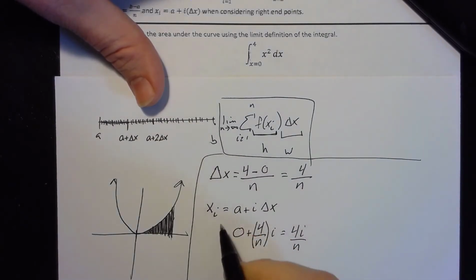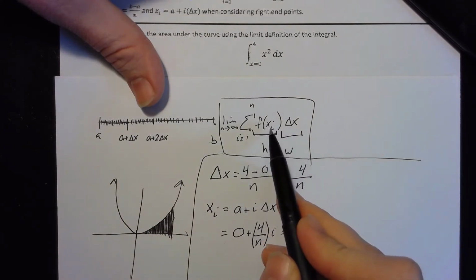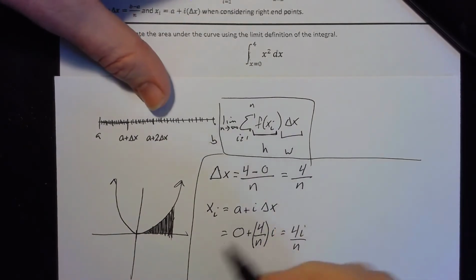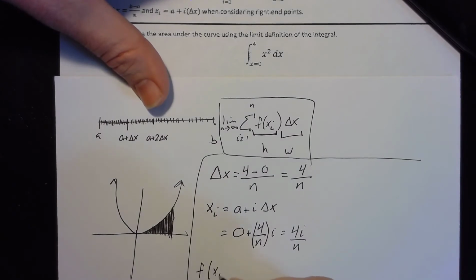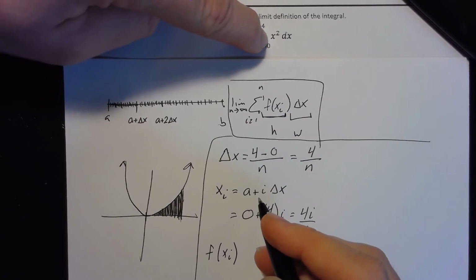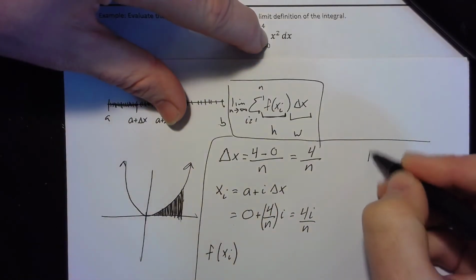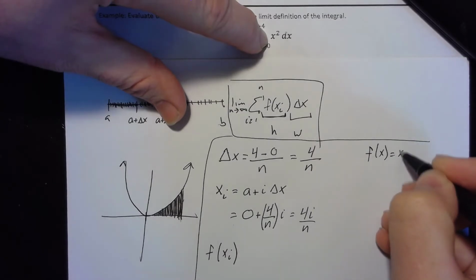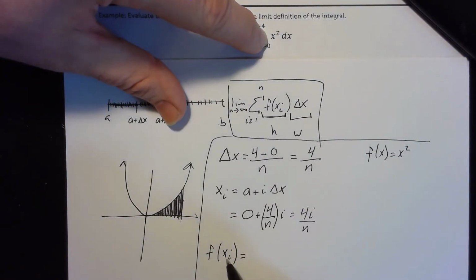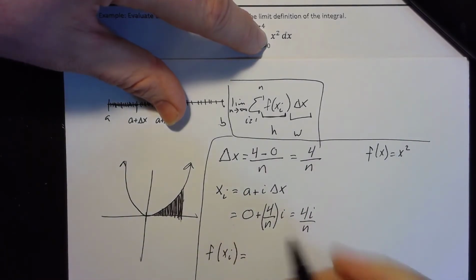So now I have delta x and I have xi. Now keep in mind in this formula I have delta x, I have xi, but I need f of xi. So in my next step, I'm going to go ahead and evaluate what f of xi is. Well, keep in mind, f of x is the function inside the integral. So that means if f of x equals x squared, I want f of xi, which means I want this thing squared. Again, xi is 4i over n.